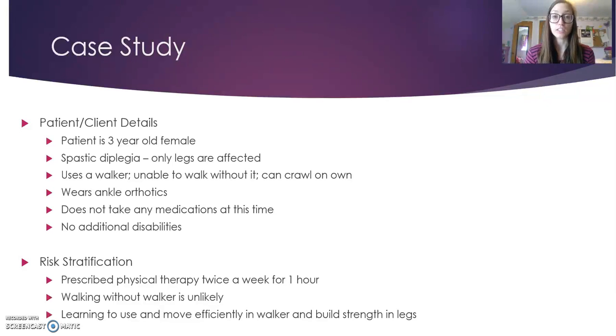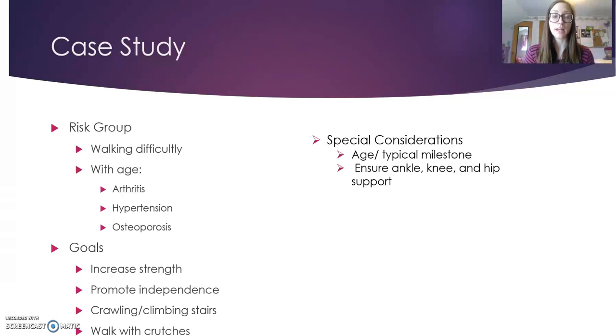Her risk stratification: she is prescribed physical therapy twice a week for 1-hour sessions each. However, she is given exercises to do at home every day for the days she's not in physical therapy. So walking without a mobility device for her is unlikely. However, she's learning to use and move efficiently in her walker and build the strength in her legs. Her risk group right now is walking difficulties. However, with age, she may experience arthritis, hypertension, or osteoporosis.